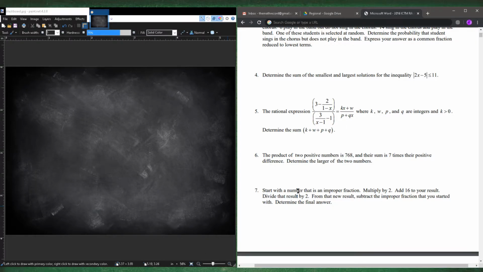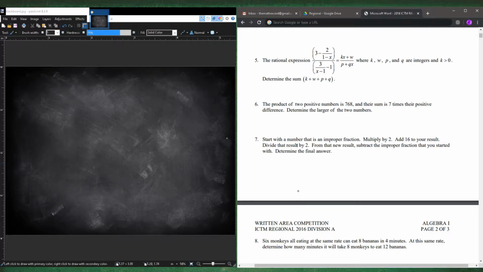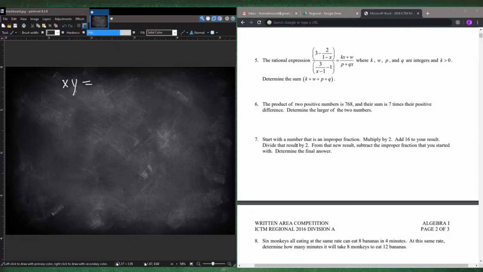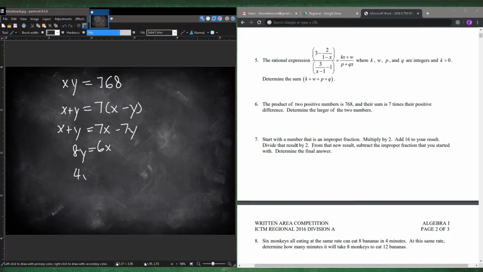Okay. Number 6. The product of two positive numbers is 768. So x times y. X and y are two numbers, and their product is 768. And their sum is 7 times their positive difference. So x minus y. So that basically distributes out. x plus y is equal to 7x minus 7y. That means 6x is equal to 8y. That means 4y is equal to 3x.